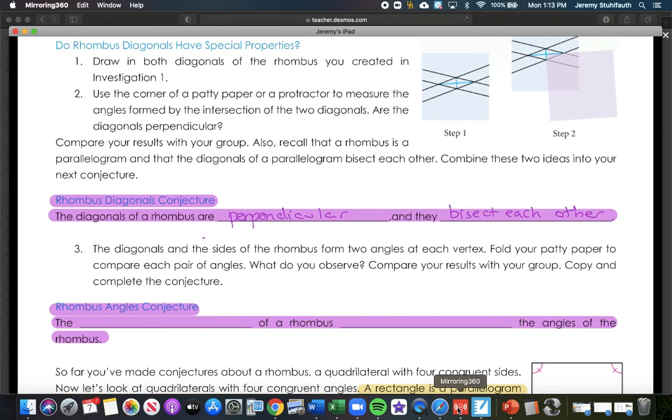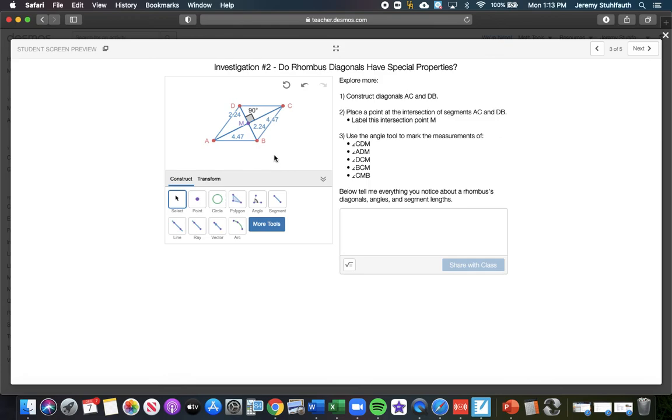Okay, so there's something going on with the angles of a rhombus. So let's go back to this, and we're going to clear out all this. We're going to draw in our diagonals AC and DB. And then if we look at this, it says measure the angle CDM. And again, our point in the middle is point M. So if we measure this angle CDM, we have CDM.